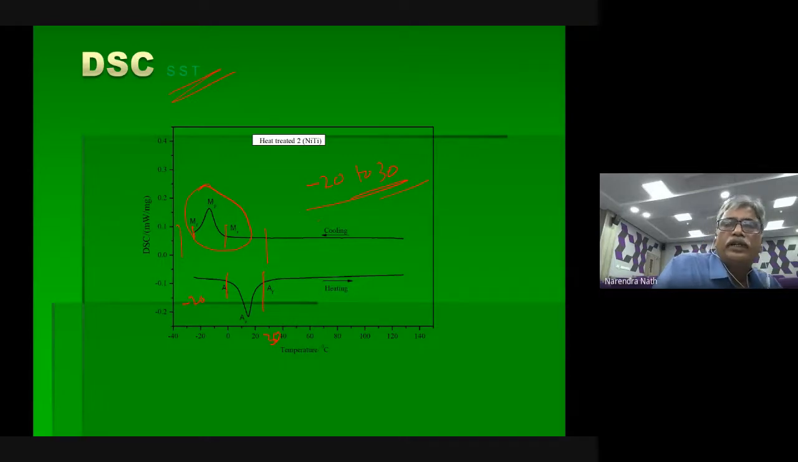Suppose you want to bring it closer, I want to end up with minus 10, I don't want to go for plus 20. Then you have to think how to tailor this. This is actually lowering the hysteresis. How to tailor, that one should think.